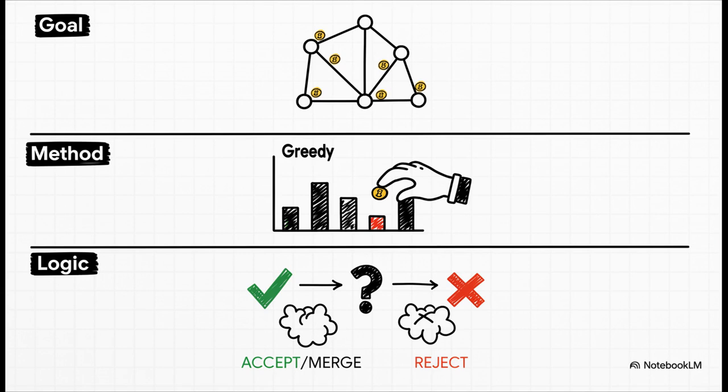Second, what's the method? It's greedy. That means we always sort the edges and check the cheapest one next. Third, and this is the most important part, the rule. You have to check if an edge's two buildings are already connected. If they're in the same set already, you reject it. No loops. If they're in different sets, you accept it, and you merge those sets together. That's it. That's the whole thing.